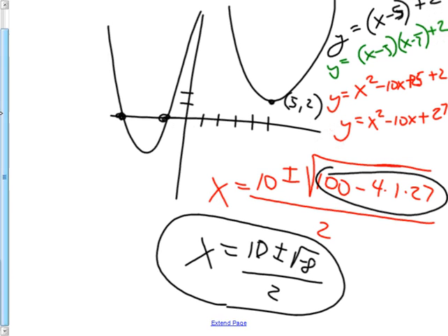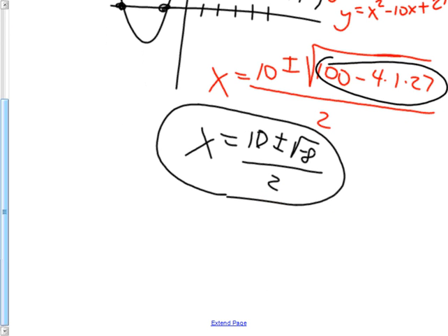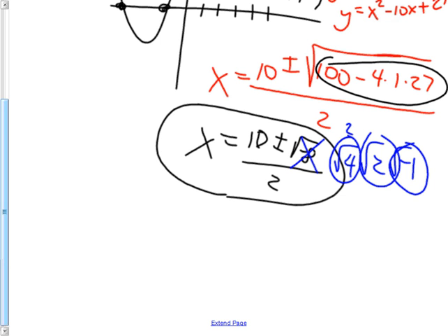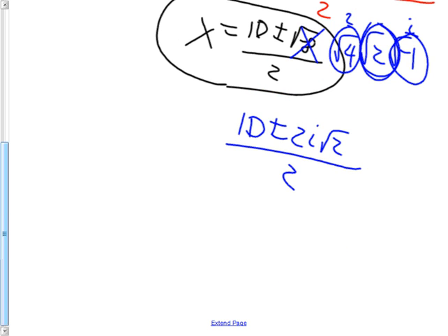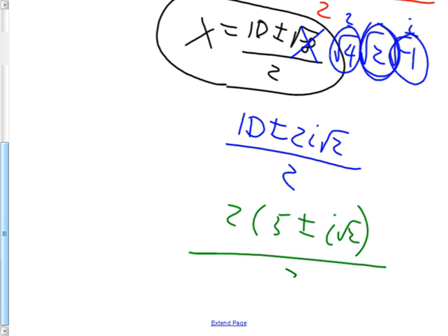How many of you simplified it further after that? Okay, good. Then you knew that the square root of 8 simplified, and you'd take that and make it root 4 and root 2 and root negative 1, which means 2i root 2. That's 2, that's i, and that's root 2. So now it's 10 plus and minus 2i root 2 all over 2. Now we can factor the top. 2 comes out of the top. 5 plus and minus i root 2 all over 2. 2's cancel. There's your answer.